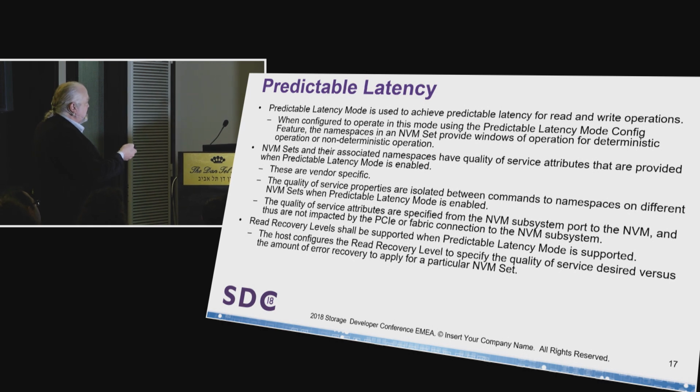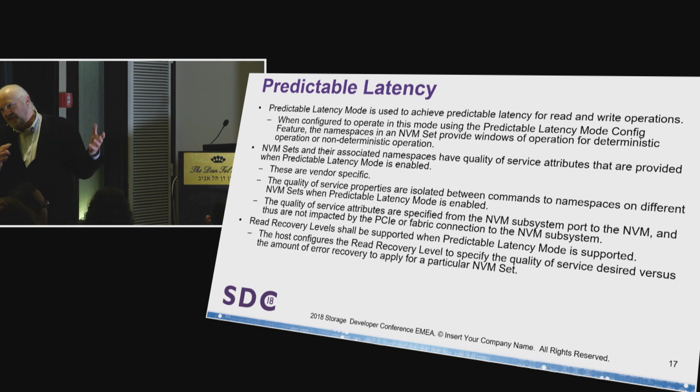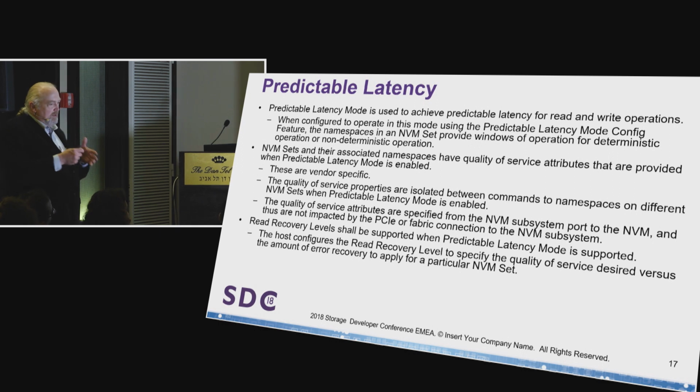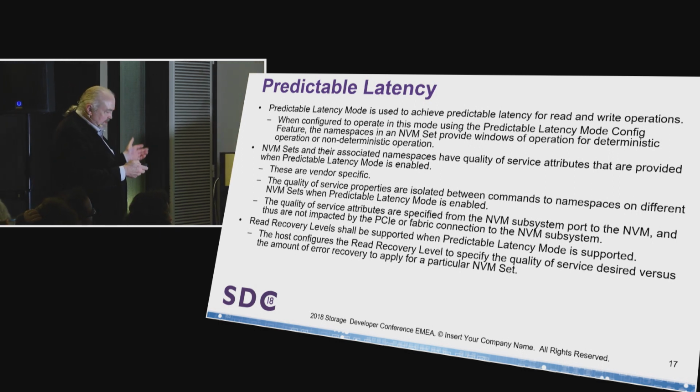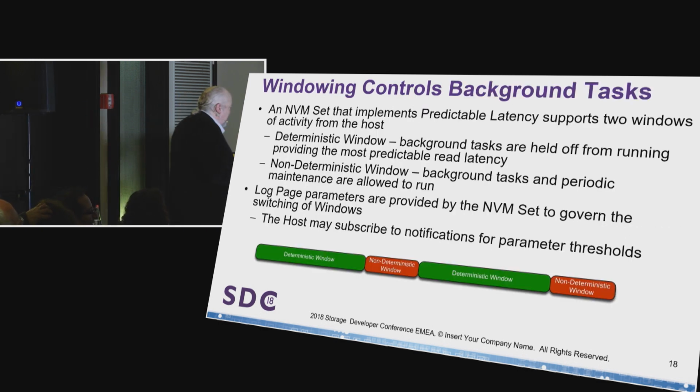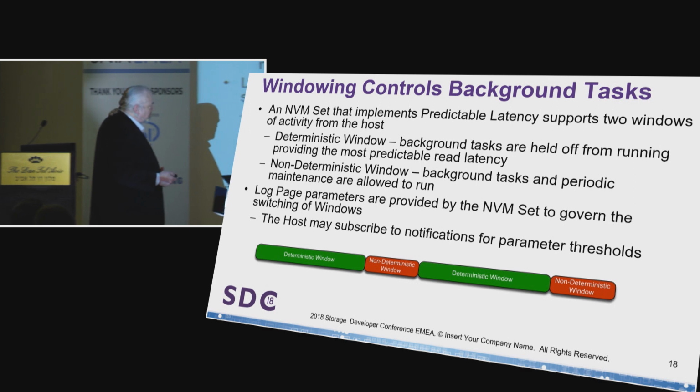So the NVM sets and their associated namespaces have these quality of service. What we really mean is isolation between different NVM sets, right? And these are vendor specific, but they're isolated by ideally sending commands to different sets, and then read recovery levels as well. So how does this look from an actual application point?